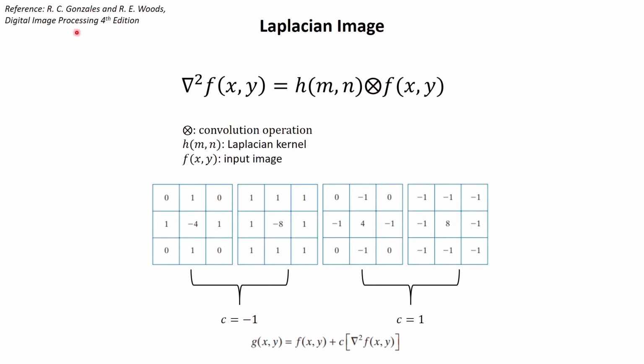Based on the digital image processing textbook, there are four Laplacian kernels, and the constant C that we use in image enhancement depends on the Laplacian kernel that we use to create the Laplacian image. If we use the Laplacian kernel where its center is negative, then the constant C is equal to negative 1. And if we use a Laplacian kernel where its center value is a positive number, then the constant C is equal to 1. Alright. Let us move to Spyder IDE and I will show you how to do all of this process using Python.